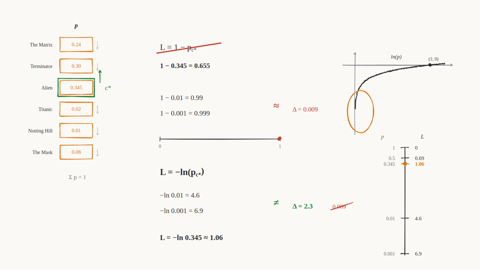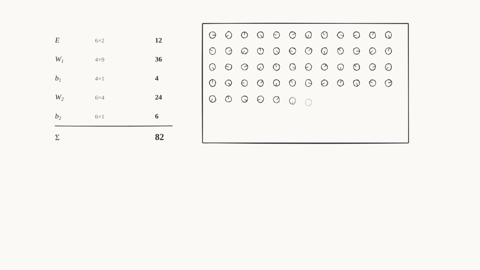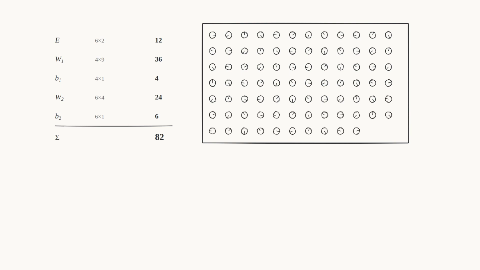Next, let's state what training actually does, and be a little surprised at what a simple-looking task it turns out to be. Let's count everything the model is allowed to tune. The Atlas E, 6 rows of 2 numbers, 12. The hidden layer weights, 4 rows of 9, 36, plus 4 biases. The landmarks, 6 rows of 4, 24, plus 6 biases. 82 numbers in all. In a real model, there will be millions, but that changes nothing essential.